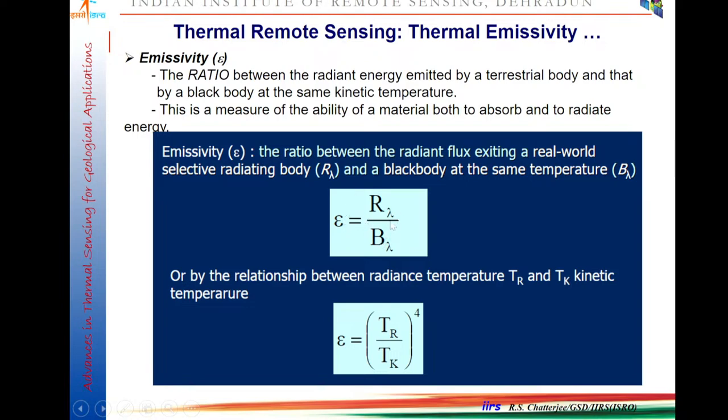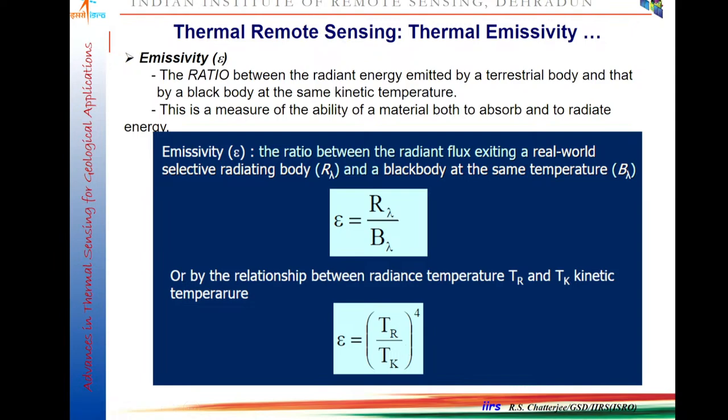And it is wavelength dependent. That is why it is R lambda by B lambda. There is another relationship by which you can also get the emissivity value at a particular wavelength range. This emissivity is equal to TR, that is the radiant temperature, divided by the kinetic temperature, to the power 4. And what is radiant temperature? The temperature you can get by Planck's law from the radiated energy. From the spectral radiance, what is the temperature you can estimate by Planck's law? Assuming the emissivity is 1, and Tk is the actual temperature.